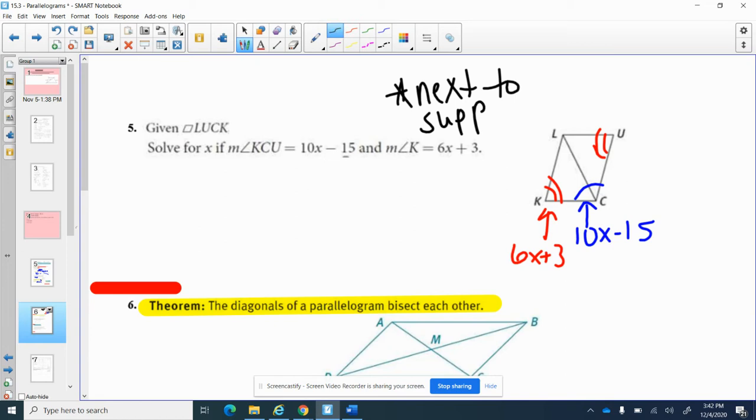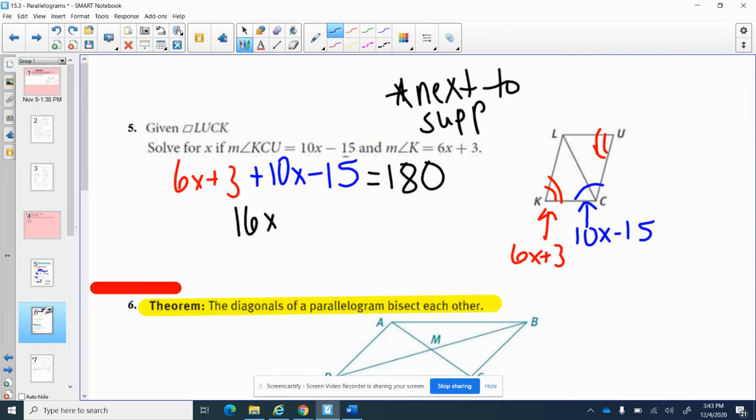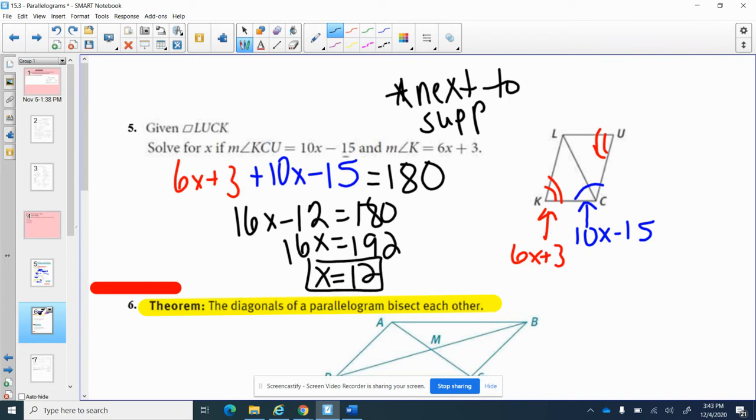So what we're going to do is take our two angles, 6x plus 3 and 10x minus 15, and because they are supplementary, we're going to add them up and set them equal to 180 degrees. Okay, so to solve, we would combine our like terms. We have 16x minus 12 equals 180. Add the 12 and divide by 16. X is going to be 12. Okay.